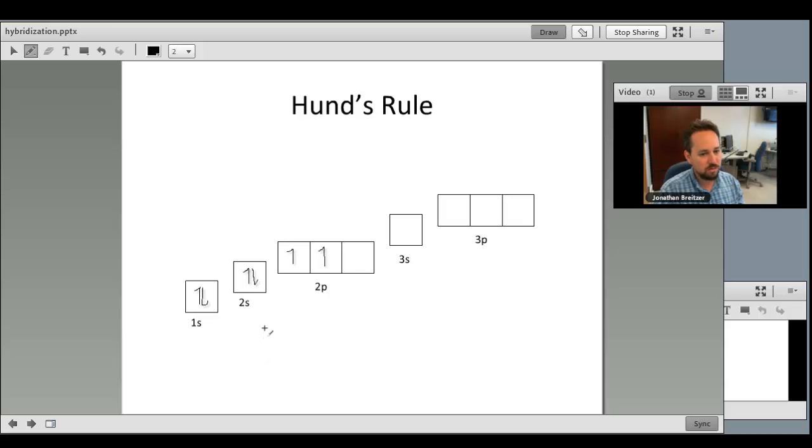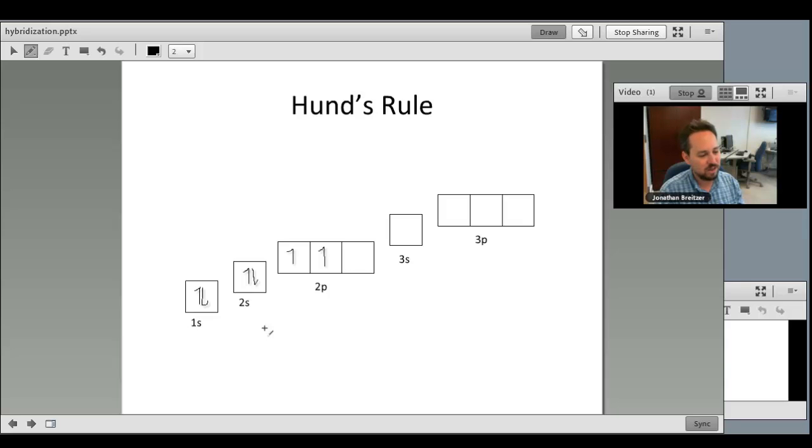Now, Hund's rule and the Pauli exclusion principle are not exactly the same thing. The Pauli exclusion principle tells you that you cannot have two spin up in the same box. That is absolutely forbidden. Hund's rule is not as hard and fast as the Pauli exclusion principle. Hund's rule lets you choose between configurations that are allowed by the Pauli exclusion principle.